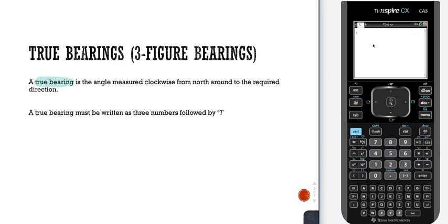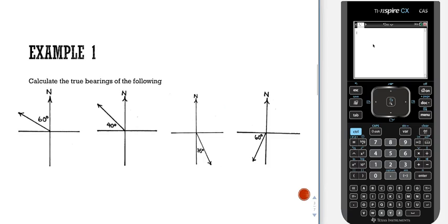All right, so true bearings. There's actually two kinds of bearings we're going to look at. There's true bearings and there's compass bearings. True bearings is also called a three-figure bearing, and it's measured clockwise from north to the required direction, and it must be written as three numbers followed by degrees true, so degrees T.